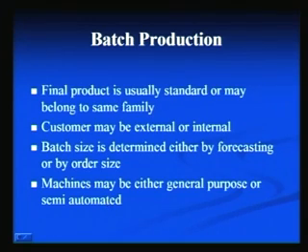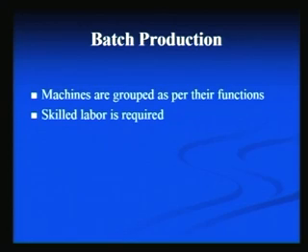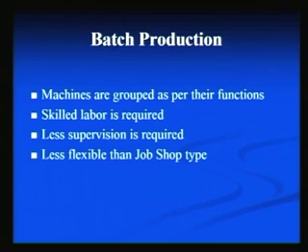Another important characteristic of batch production system is that machines are grouped as per their functions, as we do in case of job shop type of production system, meaning lathe section, milling section, welding sections are created. Skilled labor is required because they have to operate the semi automated machines, and they have to work on similar types of products, but of different nature. Less supervision is required in comparison with the job shop type of production environment, and this type of environment is less flexible than the job shop type of environment.